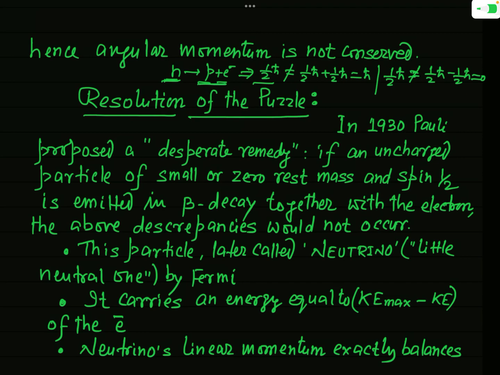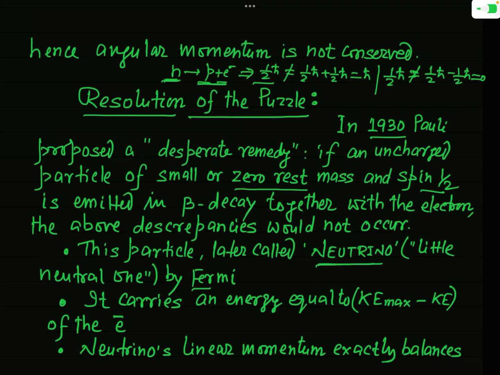So that process of decay is not an actual process, that is not a correct process. This was just a puzzle in physics, and this puzzle was actually resolved in 1930 by Pauli. Pauli proposed that in this process, an uncharged particle whose rest mass is 0 and spin is equal to half is also emitted along with the electron, and that particle later on was called neutrino by a great physicist Fermi.